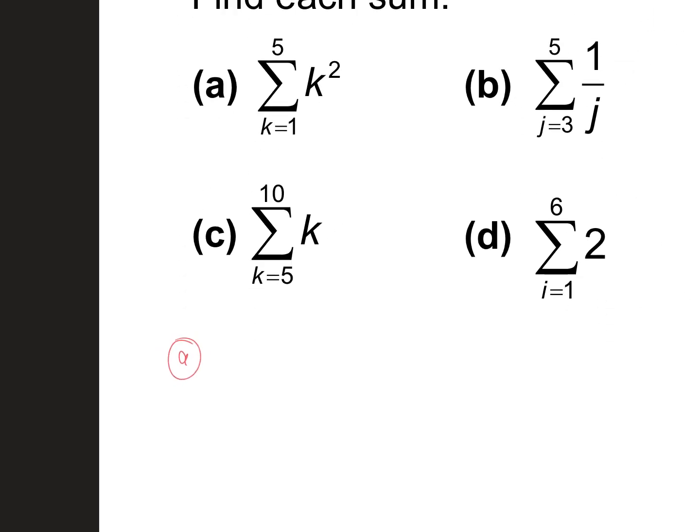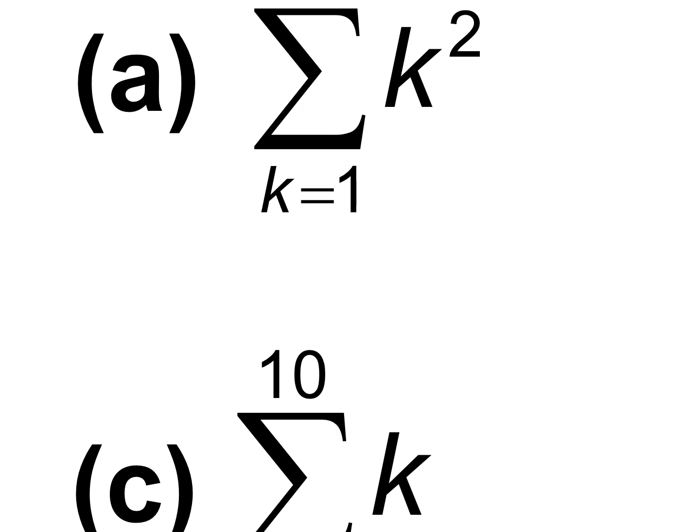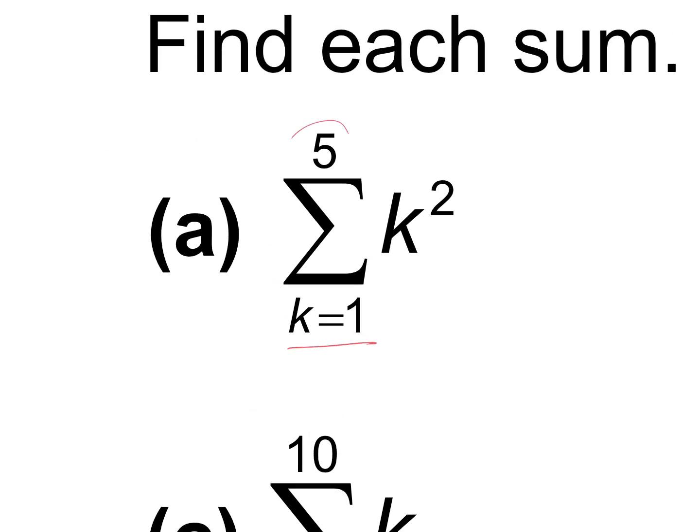All right, tell me how to do A. Everybody go. You guys are like, what? All right, let me show you how easy this is. I told you yesterday this was super duper easy. It's just when you first look at it, you're like, I have no idea what this means. What number do they want me to start evaluating with? 1. And what number do they want me to end with? 5. So I'm going to plug in 1, 2, 3, 4, and 5.